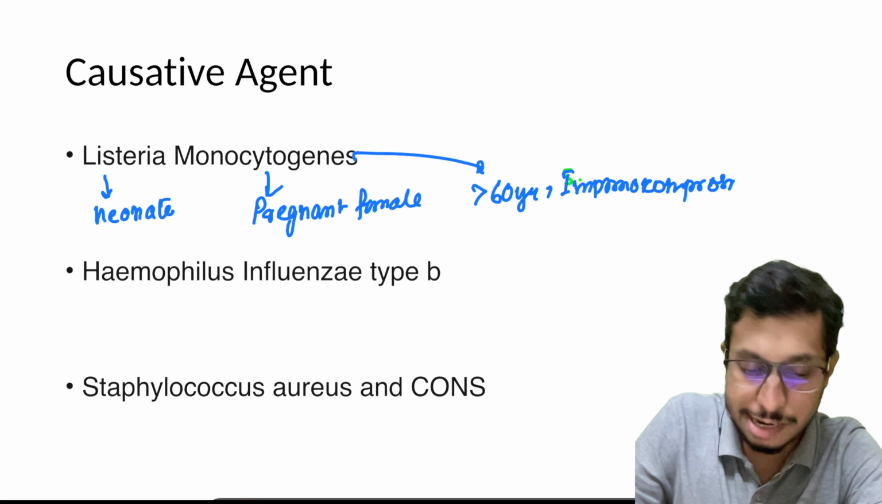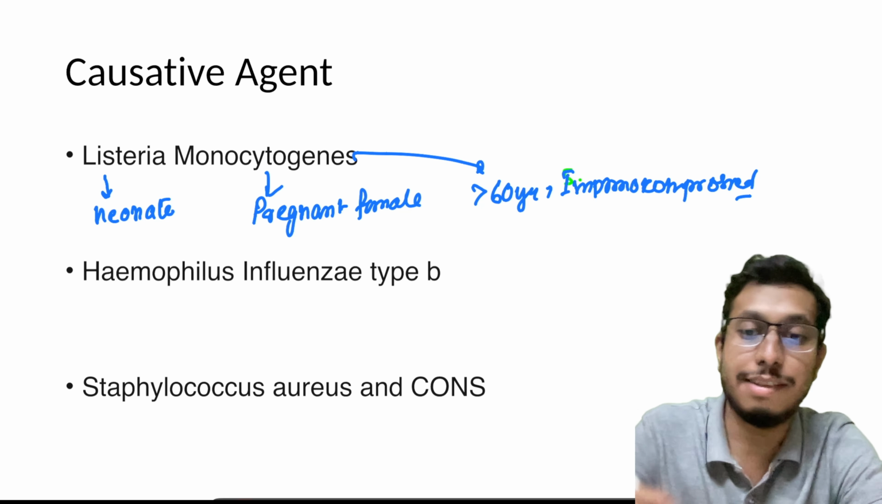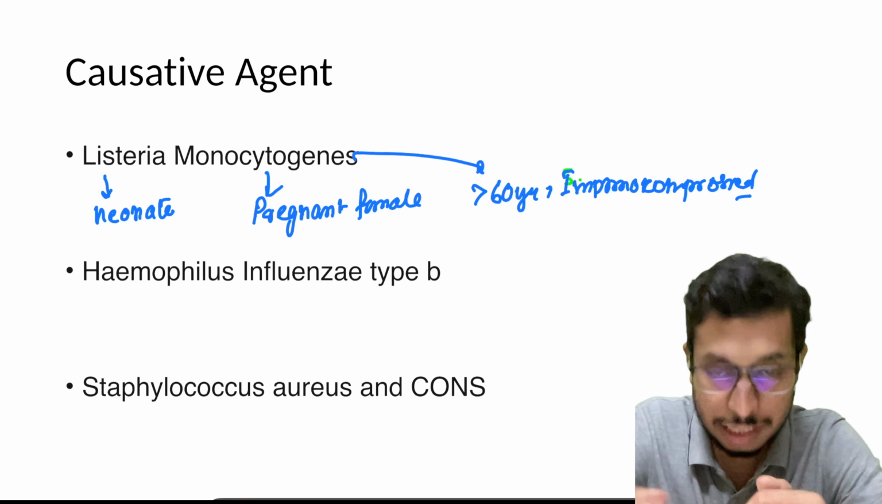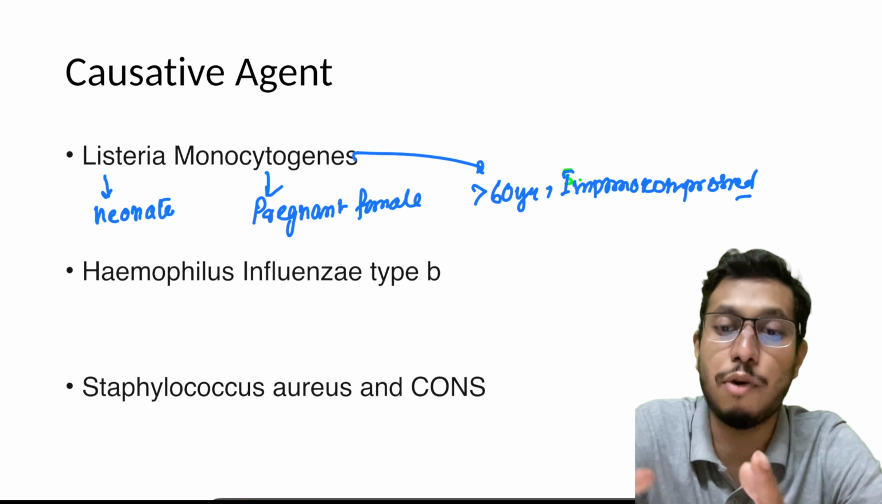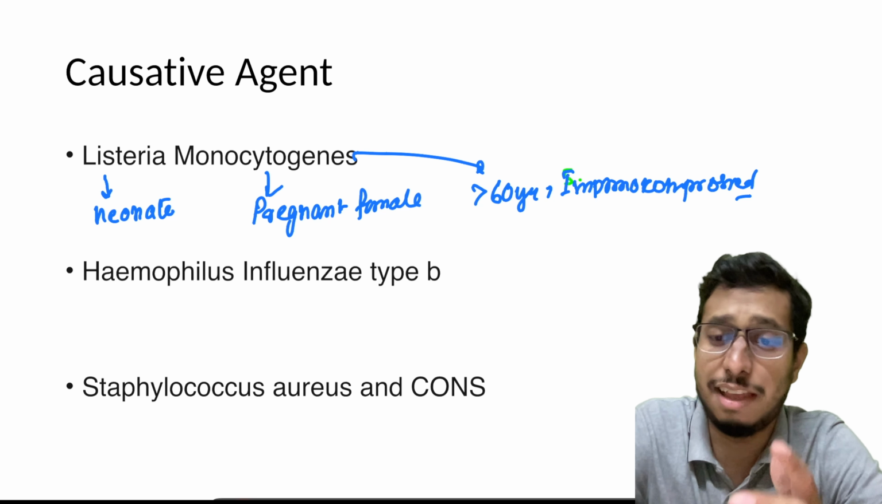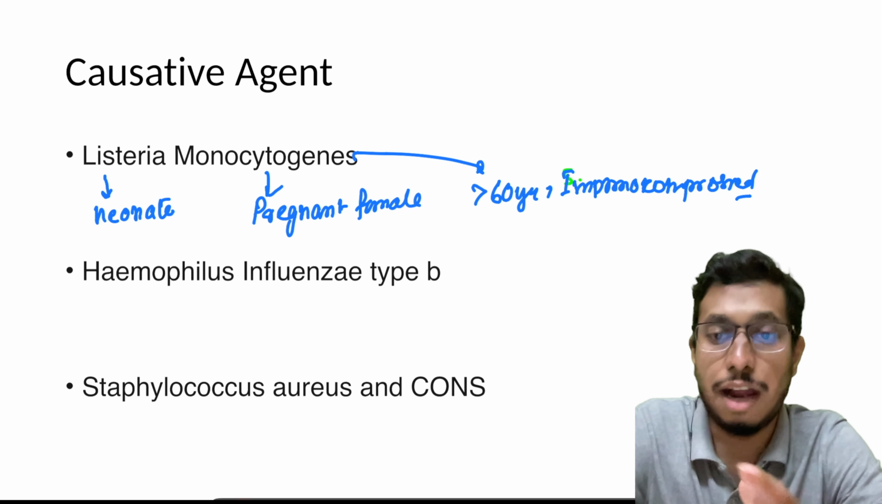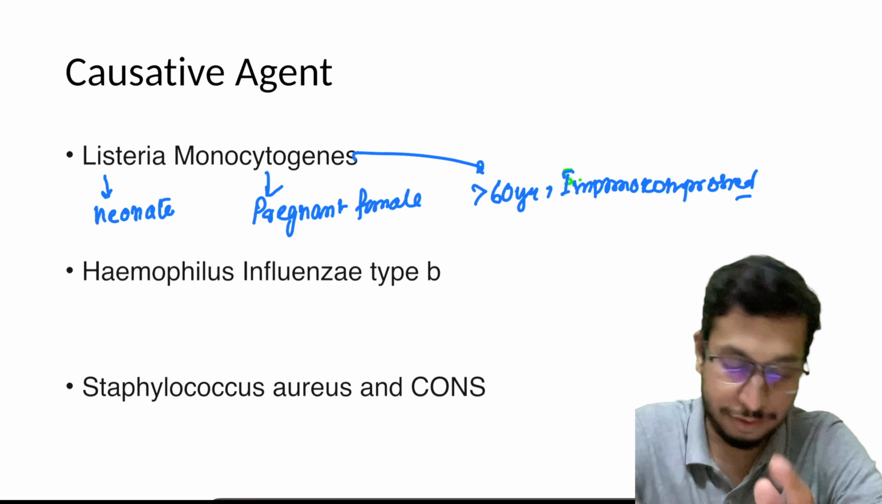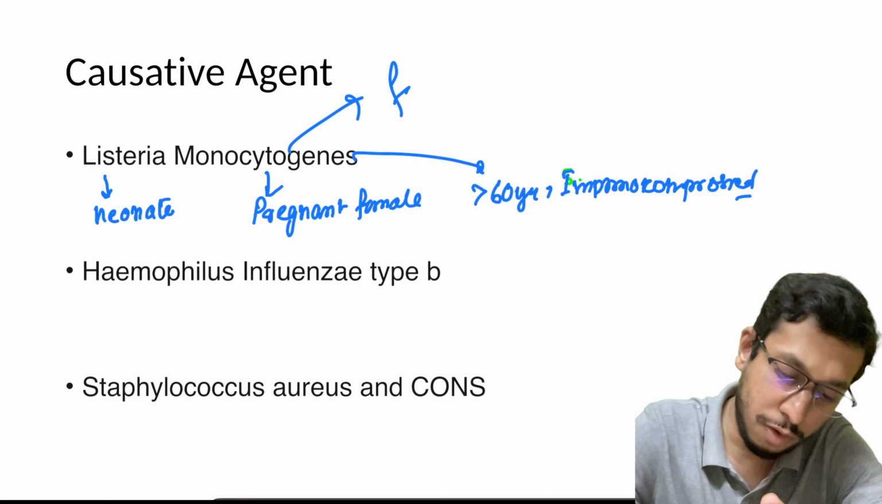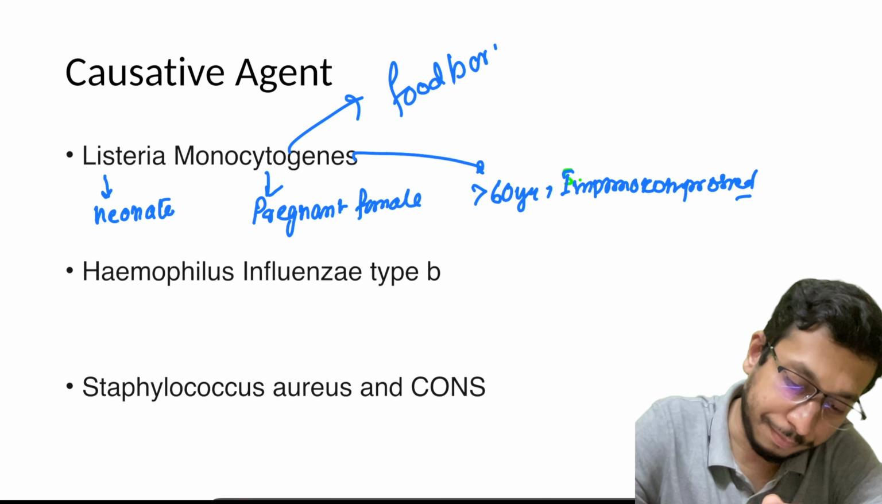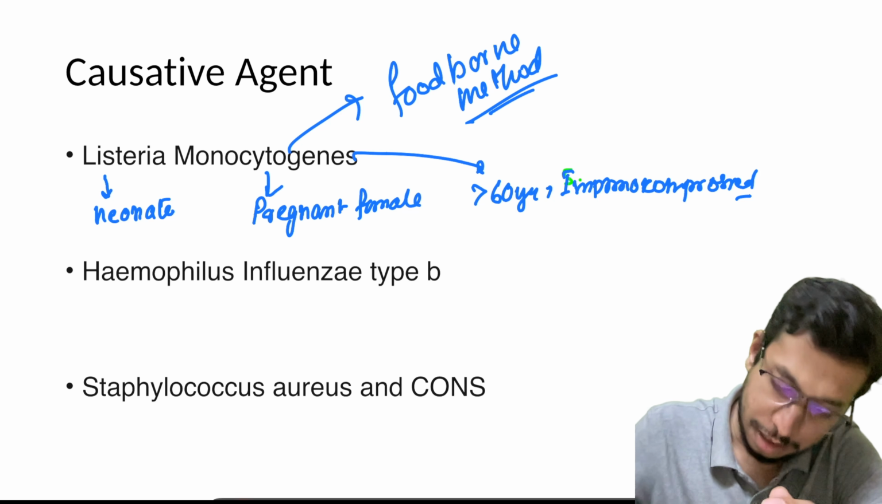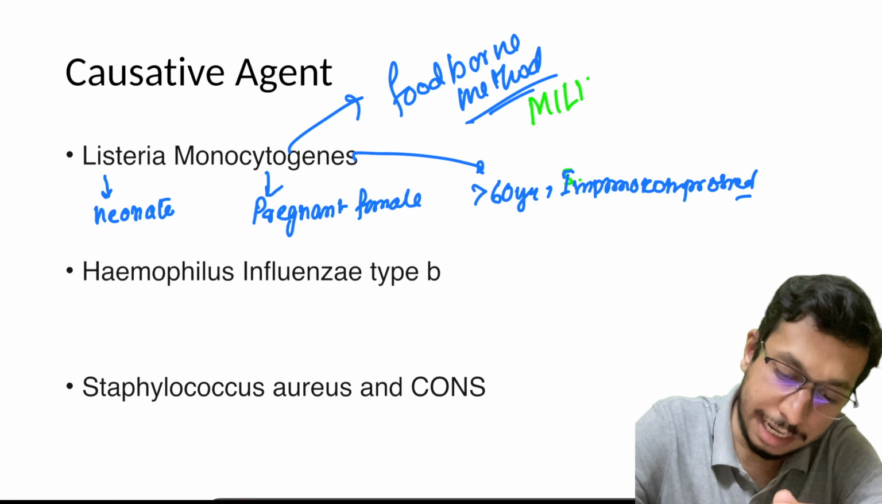So, Listeria-related meningitis is usually transmitted through foodborne contaminated milk, cheese, or other milk products, which leads to the spread of Listeria meningitis. Okay, so through the foodborne route it gets spread, mainly milk-containing products.